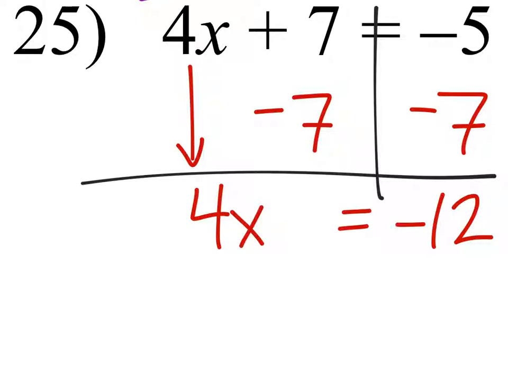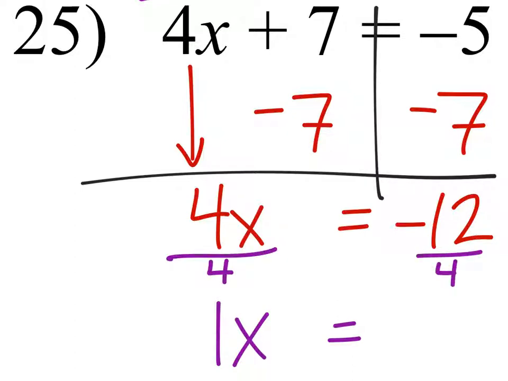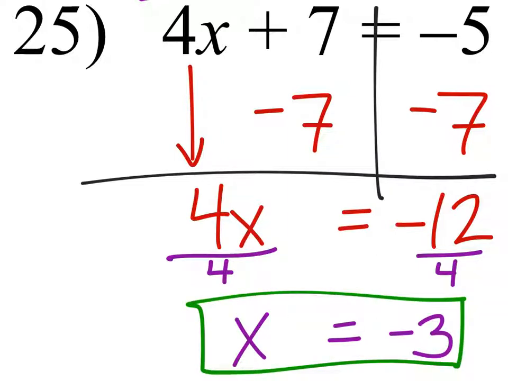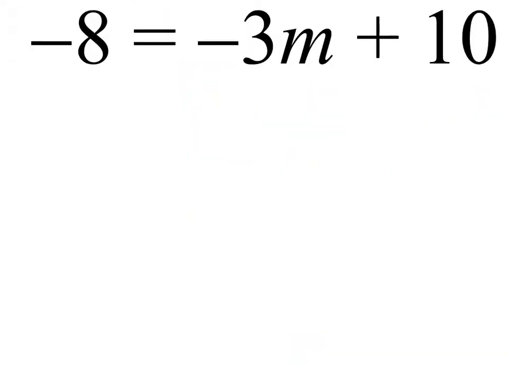All right, so how do I get an x all by itself? Or to make that a 1x? I got to do something to that 4, right? I'll have to divide it by 4. And I got x equals negative 3. We don't really need that 1 there. Negative 12 divided by 4 is negative 3. Negative 8 equals negative 3m plus a 10. So what do we got to do first on this one, you guys?